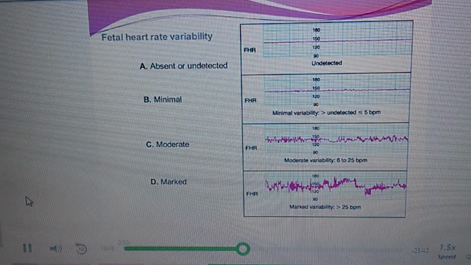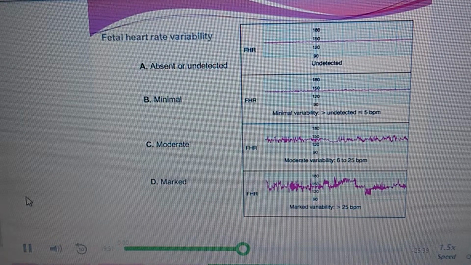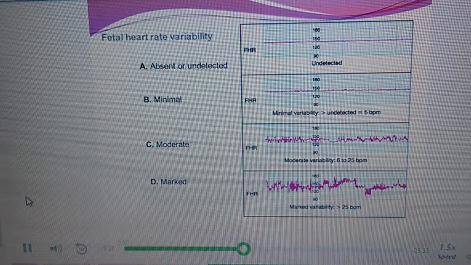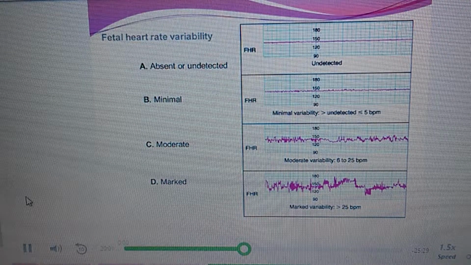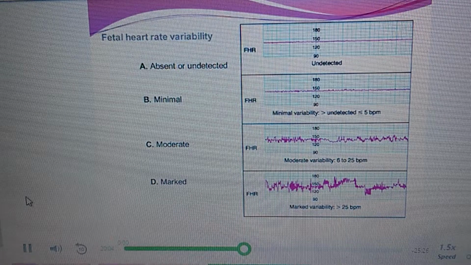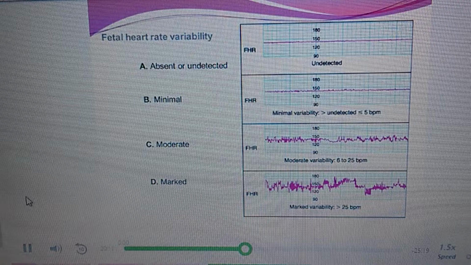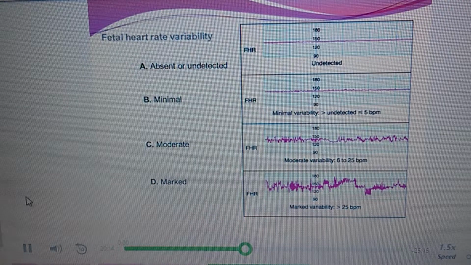This baby, matter of fact, is probably acidotic and on its way out. So this is not good. When you see this on a fetal monitor strip, this is not a good response. This baby has to be delivered emergently. Okay, so absent variability is not good. If you go across there and hold a piece of paper up to that line and it's straight, that's telling you that this baby's in trouble.